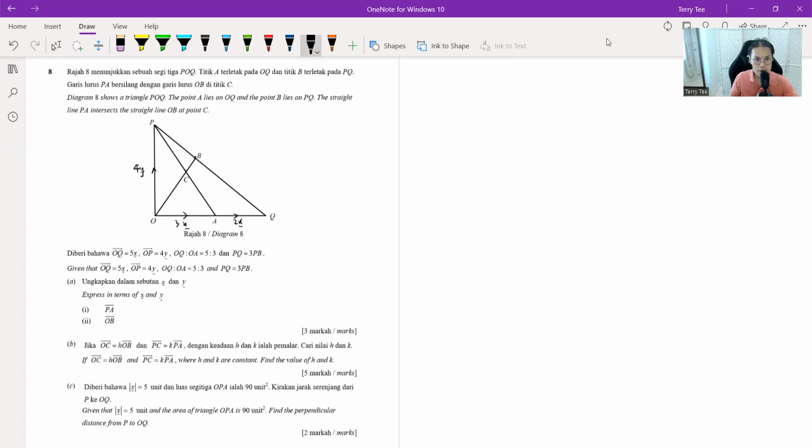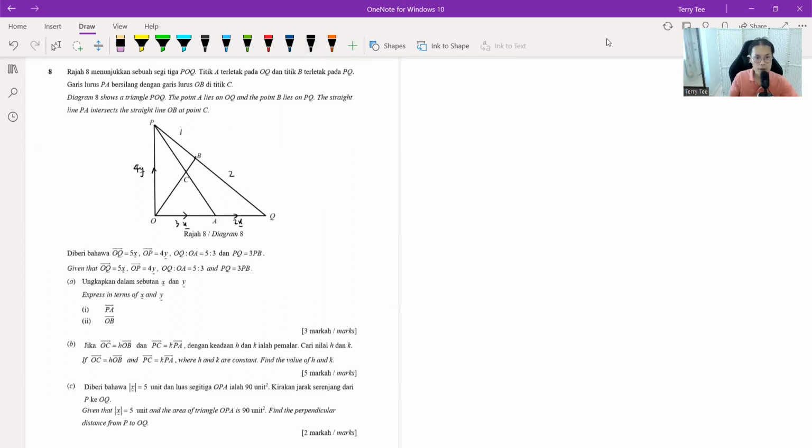All right. And also PQ is 3 times of PB. PQ is the whole thing. The whole thing is 3. This is 1. So this is 2. So the ratio is 1 to 2. Okay, I'm supposed to express PA.